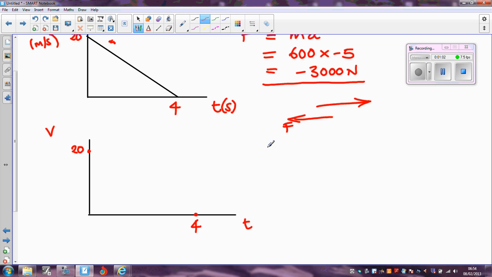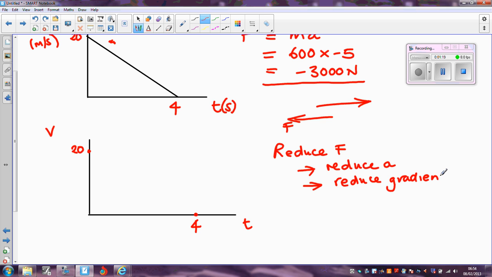If you reduce the braking force, so if I'll call that F, if you reduce F, it means that you reduce the deceleration. And that's going to mean that you basically reduce the gradient to start with. So let's have a look at what that's going to mean for the graph. So the gradient, at the moment, is looking like that over here. So the gradient to start with here is going to be less than that. So let's say it's going to be more like that.